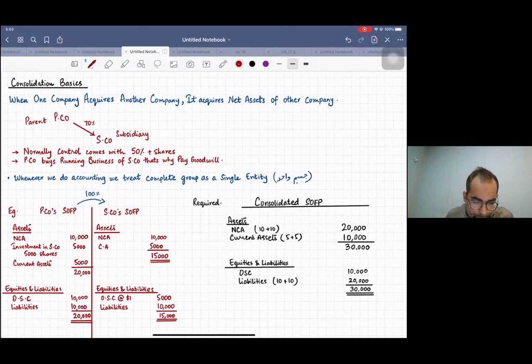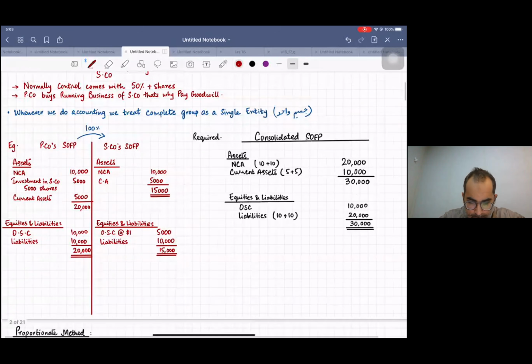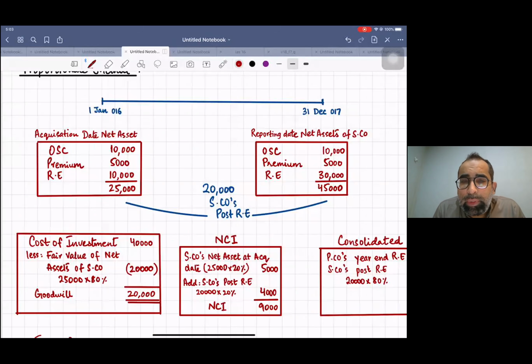First of all, we are doing the SOFP thing. In a consolidated SOFP question, what's the first step? The first step is you have to make the net assets packet. You can see on the screen, there is one date. This is 1st of January 2016.